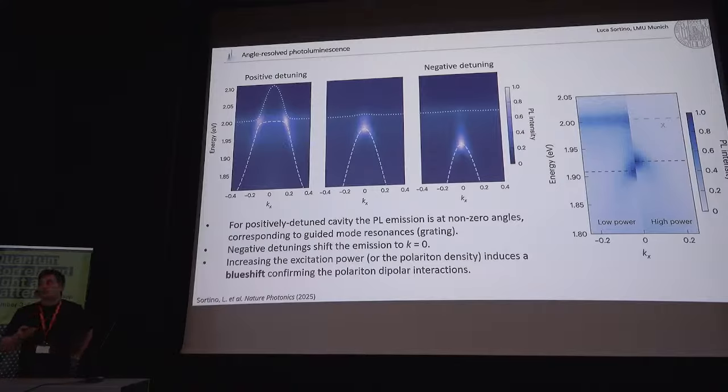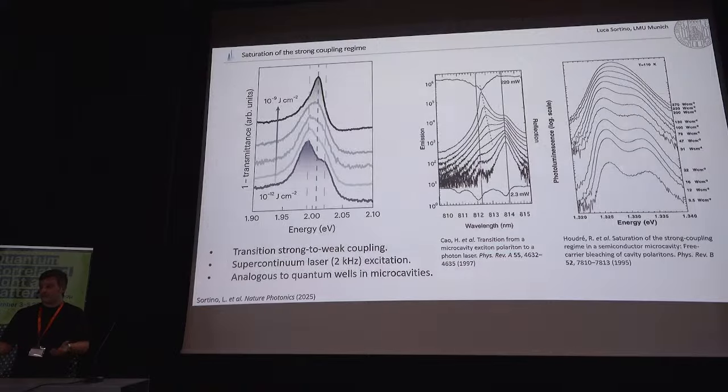But to say if this was actually something related to polaritonic effects, we wanted to see if increasing the power, so increasing the population, would lead to some nonlinearities. And to my surprise, we could observe quite strong shifts in K space just by simply increasing the power of our laser. And then we looked at the absorption. So not only the emission, but also the absorption.